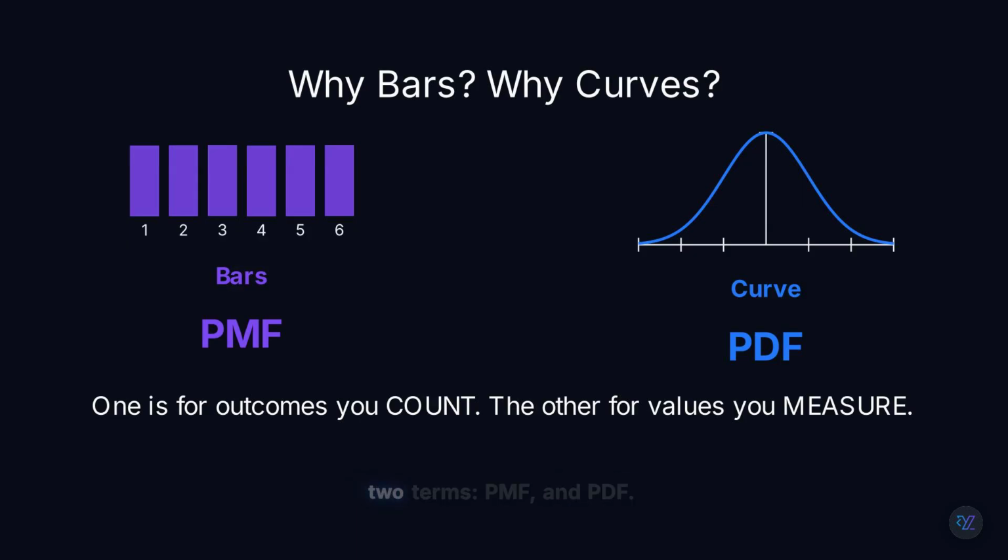The answer comes down to two terms, PMF and PDF. They sound intimidating, but they're really just two different ways of describing probability. One is for outcomes you can count. The other is for values you can measure.